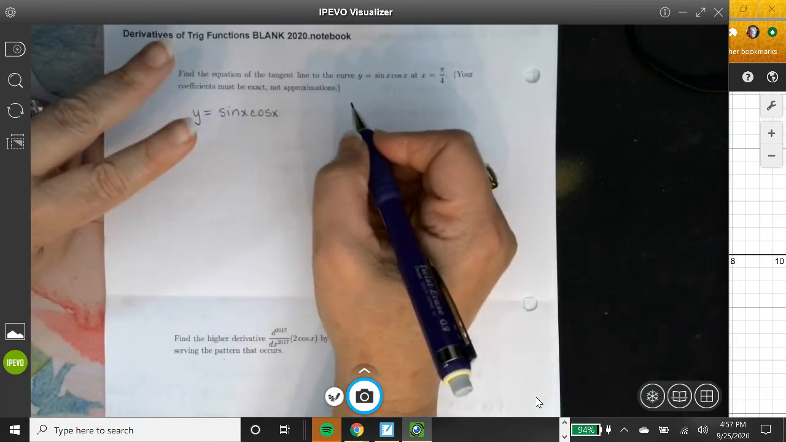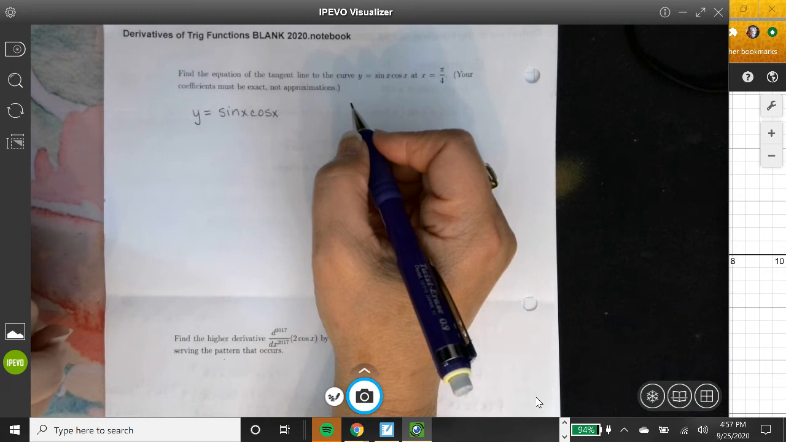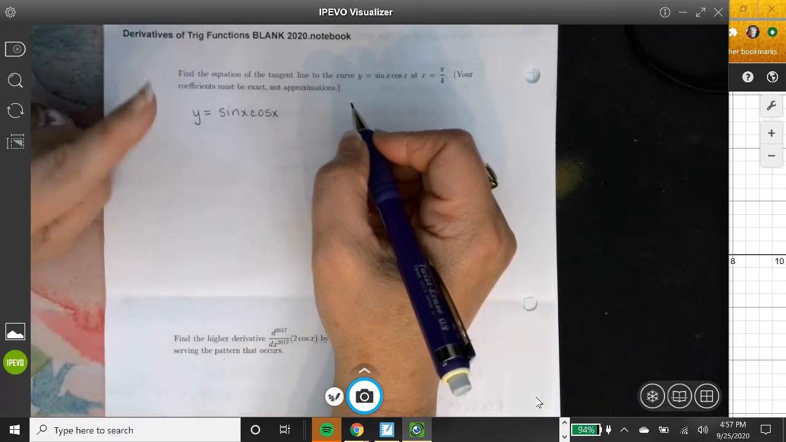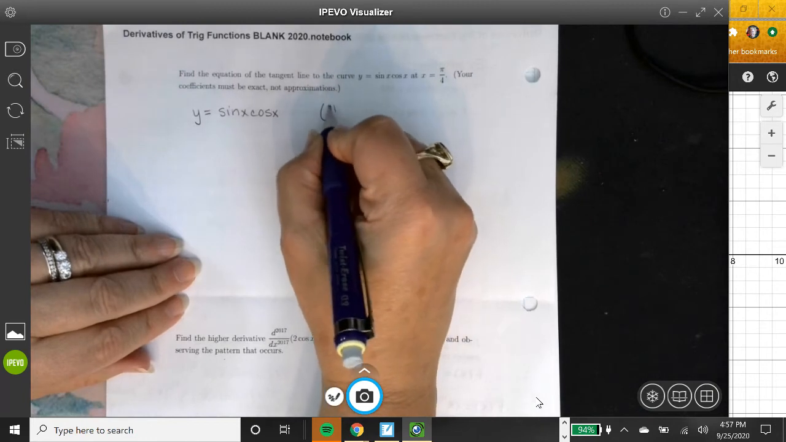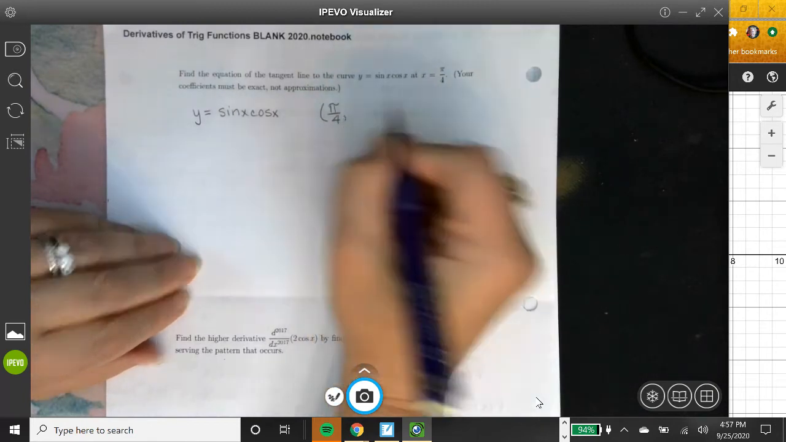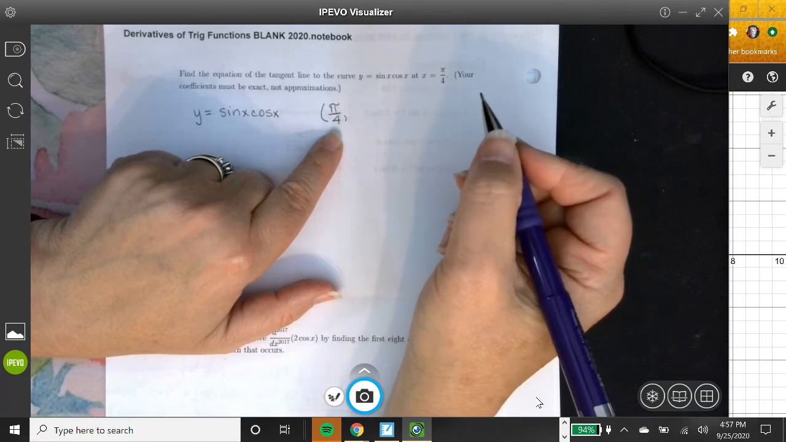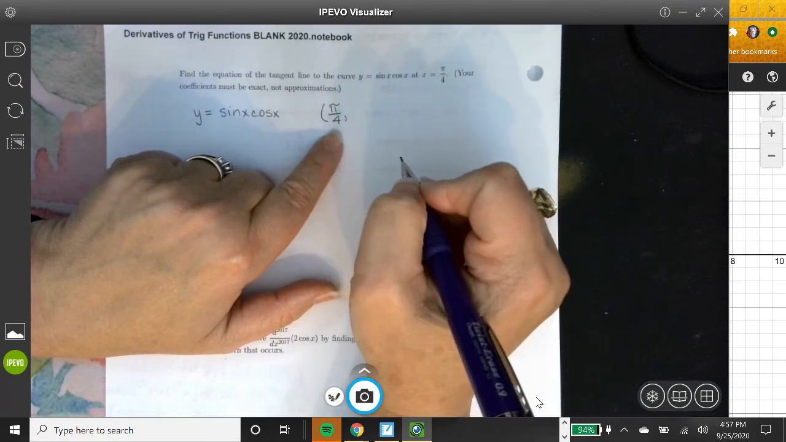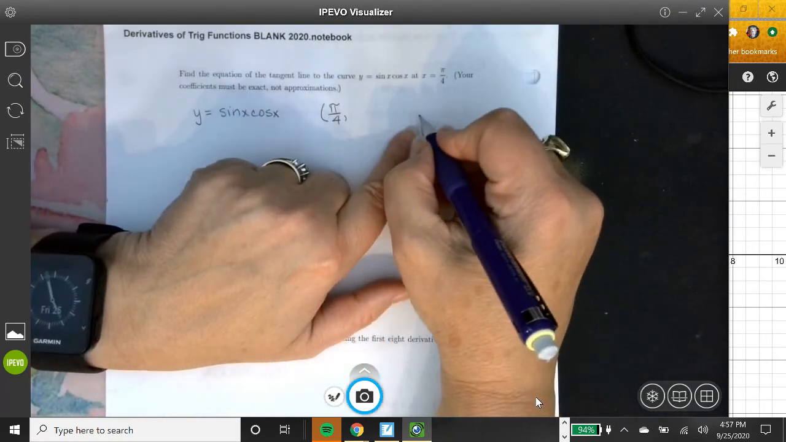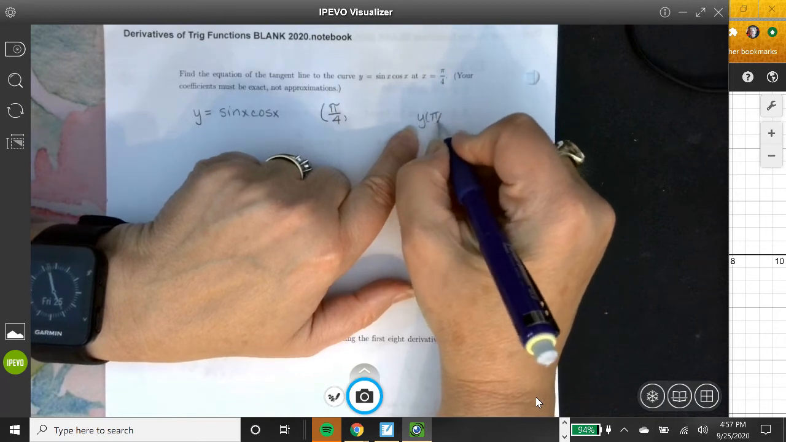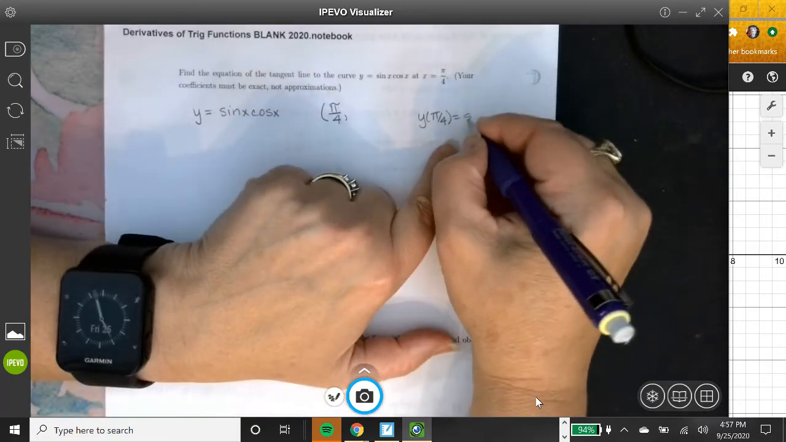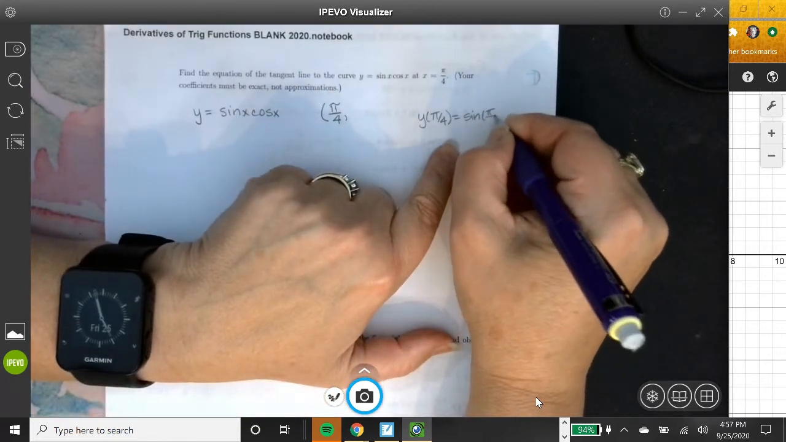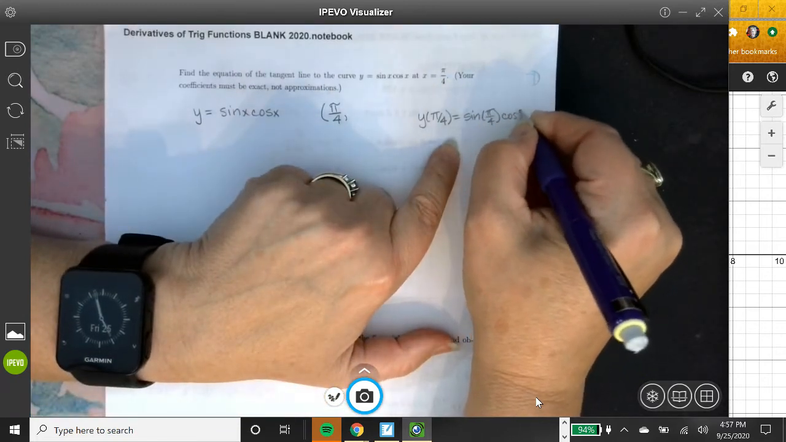So there are two things you always need when you find an equation of the tangent line. You need to have a point and a slope. Well, here they only give me part of a point because they tell me that my x is pi over 4, but I don't have a y to go with it. So what do I have to do? Well, I have to say y of pi over 4, which means I plug my pi over 4 into my equation here, and that's going to be the sine of pi over 4 times the cosine of pi over 4.